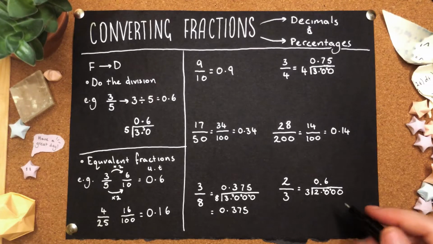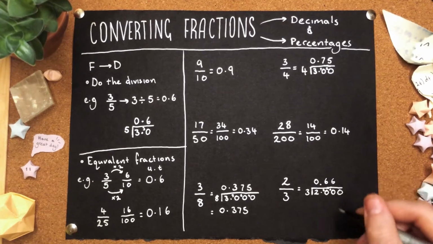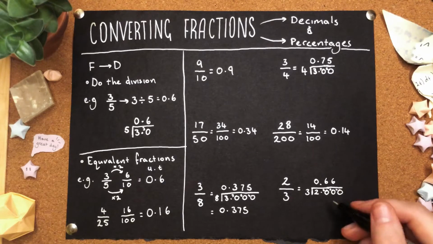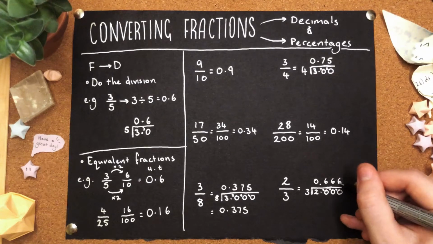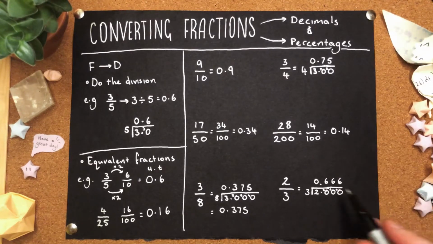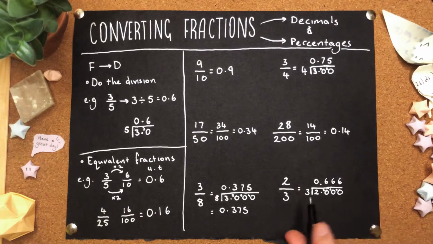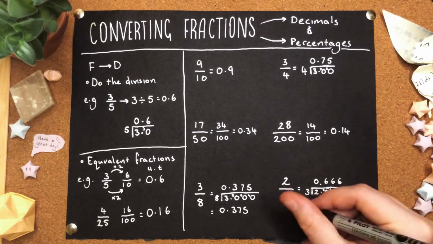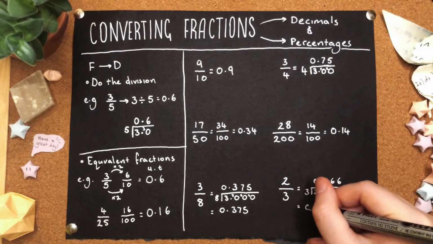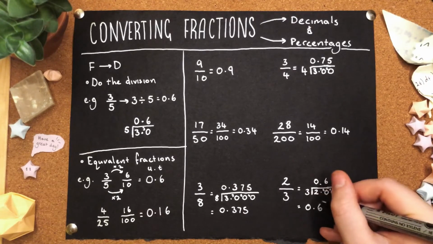Okay, how many 3s into 20? Another 6, and the remainder is 2. And how many 3s into 20? Another 6, and the remainder is going to keep being 2, and I'm just going to keep having 6s all the way along. So this is 0.6666666, which is 0.6 recurring, and we can write that as 0.6 with a little dot on top.